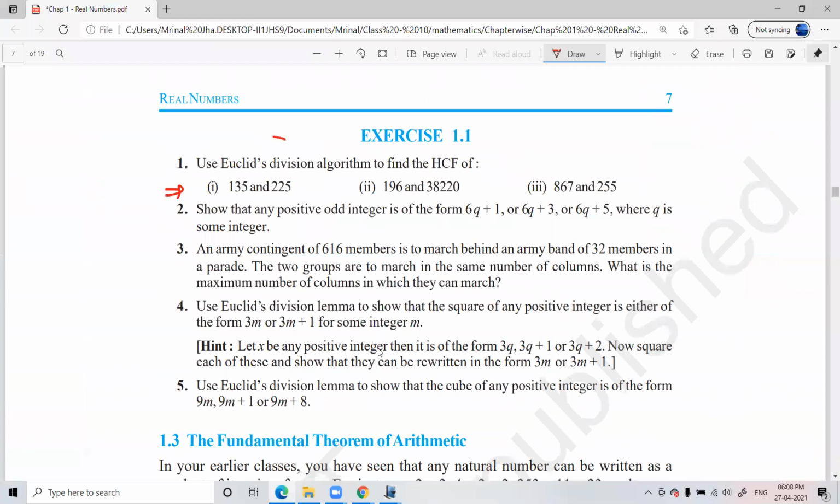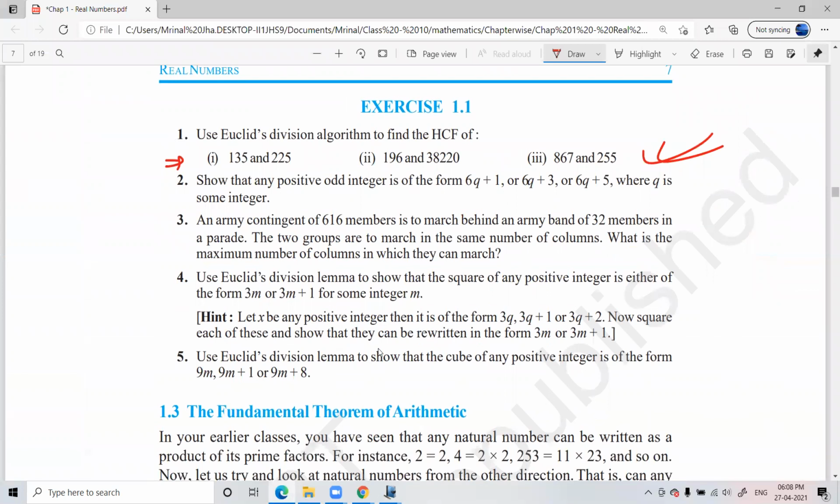So I hope everyone has understood how to use Euclid's division algorithm to find the HCF of two numbers. This is a very important question. You have to remember it. If this is there in the syllabus, you might have to practice this and get comfortable with this. So I'll share some additional questions that you can practice later.